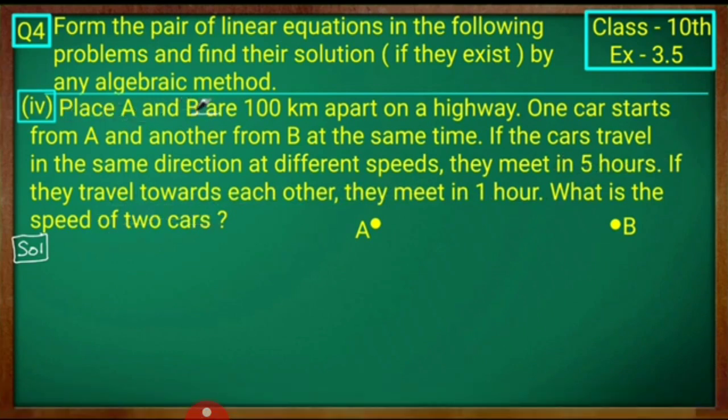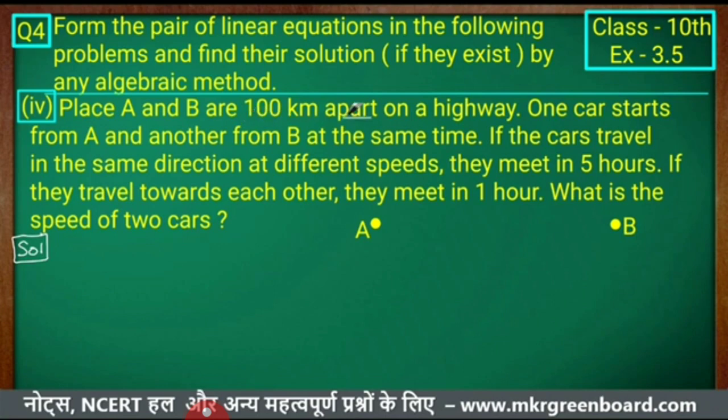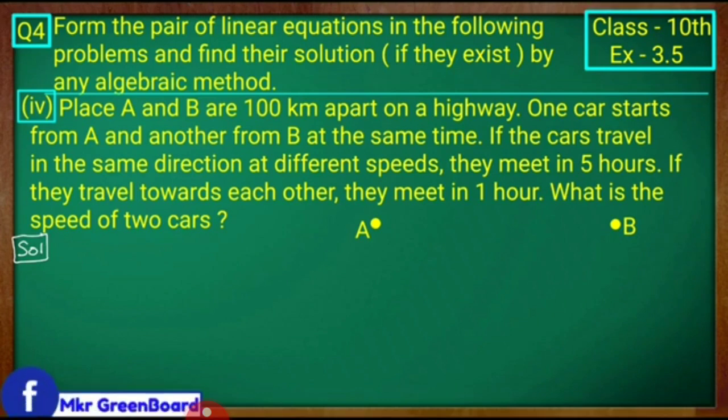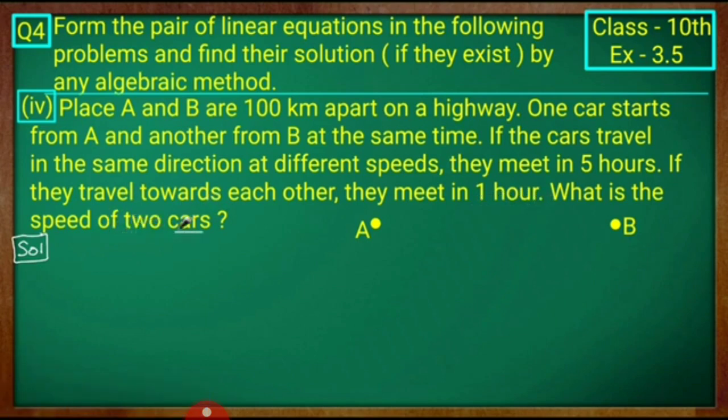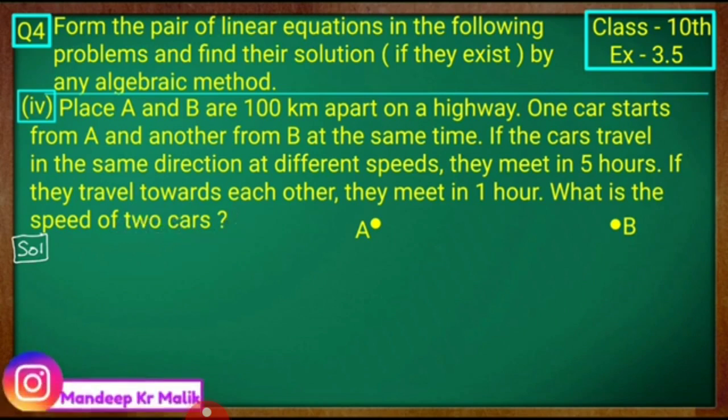In this question, there are two places, one place is A, another place is B. They are at a distance of 100 km. One car starts from A and another car starts from B. There are two conditions. When these two cars travel in the same direction, they meet in 5 hours. If they travel towards each other, in the opposite direction, they meet in 1 hour. What is the speed of the two cars? So we need to find the speed of the two cars.